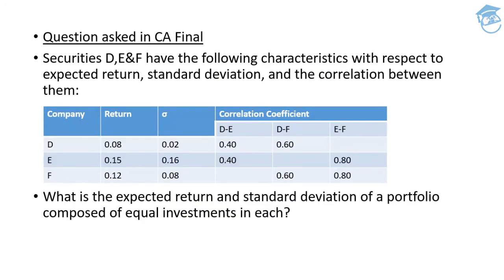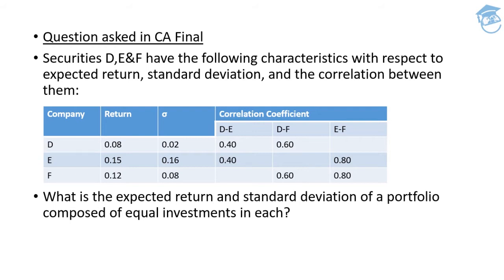With the hope and belief that you have already revised each and every topic which I explained in my four video presentations, let's mark the beginning with the fifth presentation, in which the first question will be like this. This question was asked in CA final examinations in a few attempts, not just one. It says securities D, E, and F have the following characteristics with respect to expected return, standard deviation, and the correlation between them.